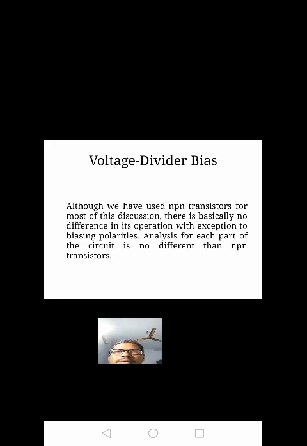Although we have used an NPN transistor for most of this discussion, here two transistors are shown. Actually we have to know the PNP transistor and the NPN transistor, but for voltage divider circuits and many applications we use only NPN transistors. There is basically no difference in its operation, with the exception of biasing polarities. Analysis of each part of the circuit is no different than for NPN transistors.